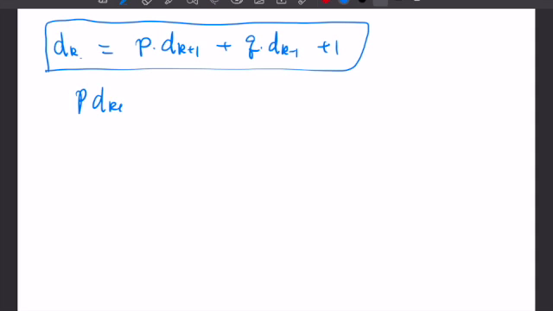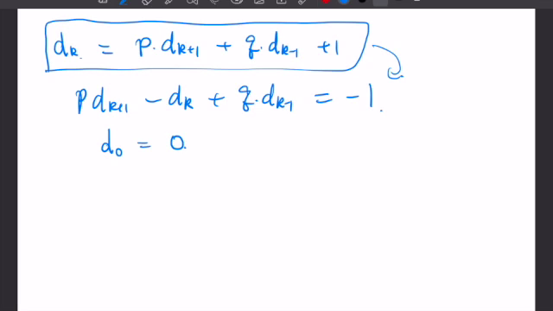p d_{k+1} - d_k + q d_{k-1} = -1. So it's just rearranging. Okay, and we also need the boundary conditions, right? In this case, the boundary conditions are these. Starting from $0, the game ends immediately, so that is 0. And starting from $8, the game also ends immediately. So these two conditions are the boundary conditions.